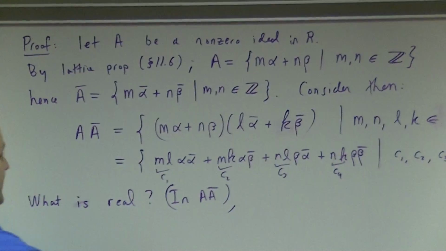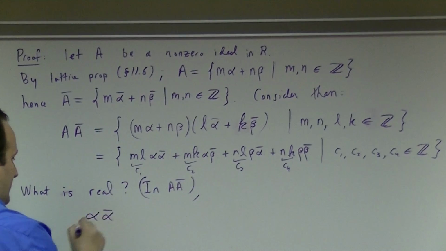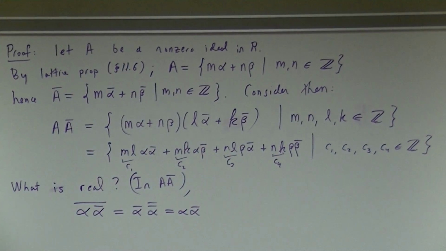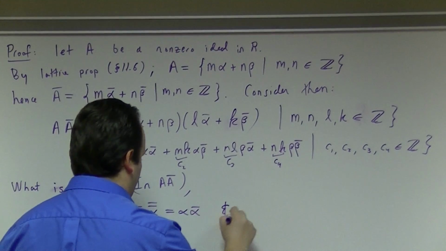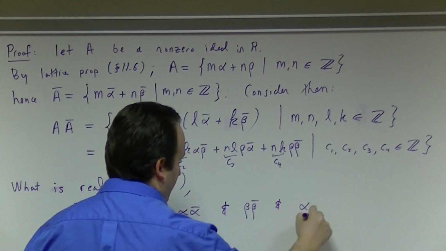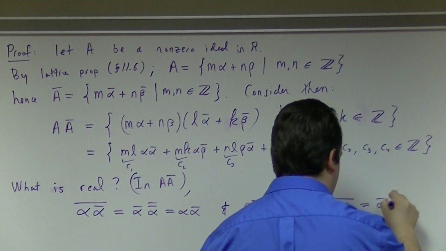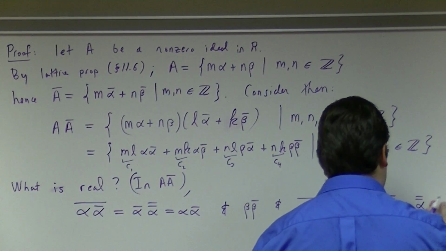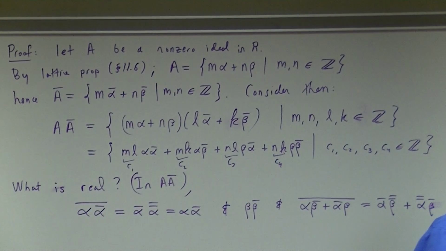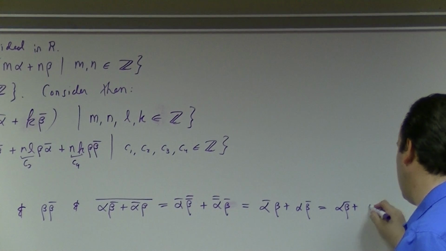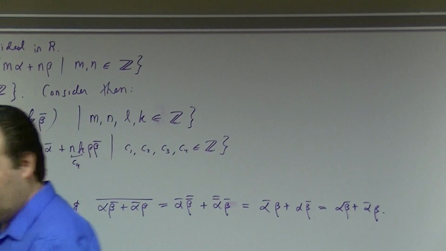So we'll make the question a little bit easier. For example, alpha alpha bar. Take the conjugate of that, you get alpha bar bar alpha bar, otherwise known as alpha alpha bar. So that's real. Likewise beta beta bar, and alpha beta bar plus alpha bar beta. If you conjugate that, you get alpha bar beta plus alpha beta bar, which is just what we started with. Of course, addition and multiplication are commutative here, so we can move things around.